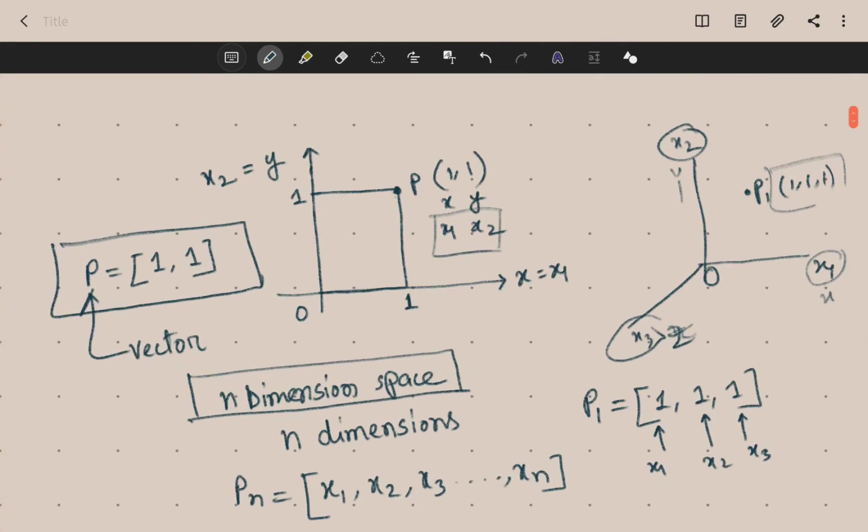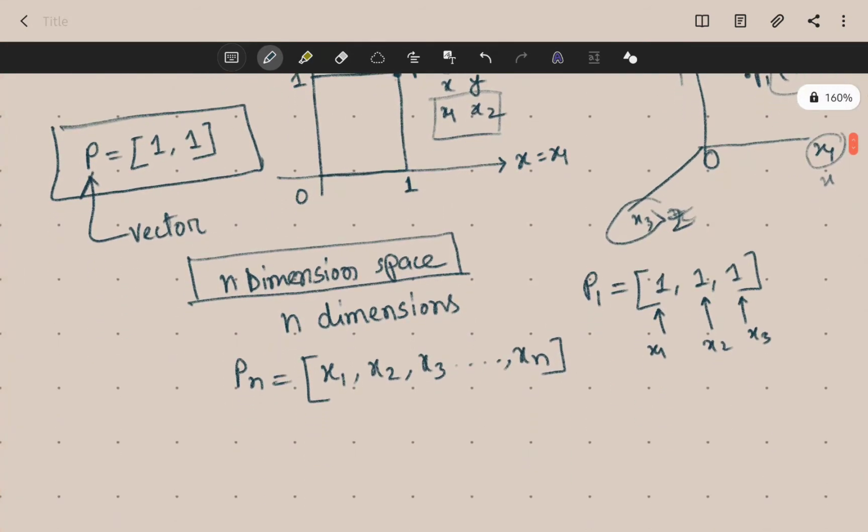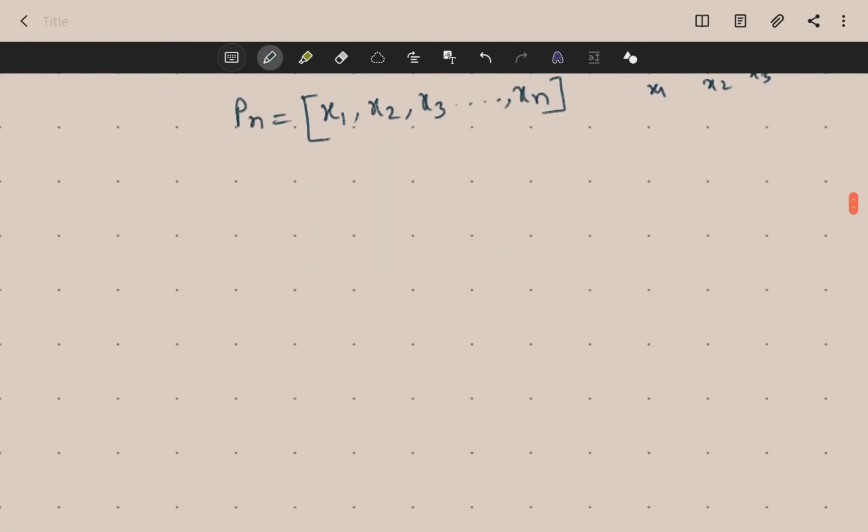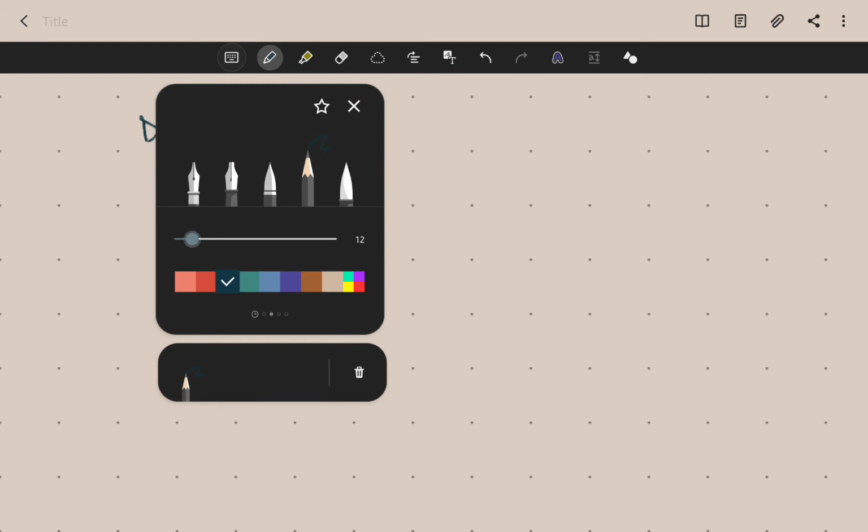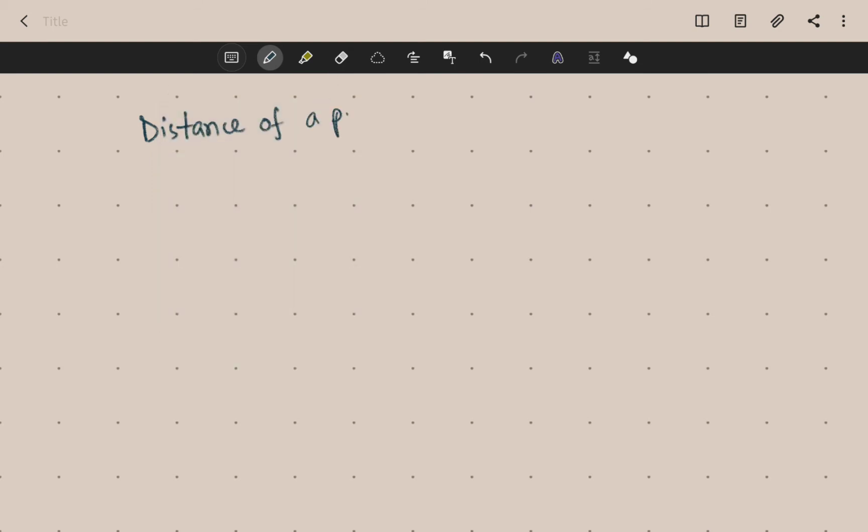Okay, now let's move to something else. Now we will talk about how we can calculate the distance. The first part: the distance of a point from the origin. So how can we calculate the distance of a point from the origin?